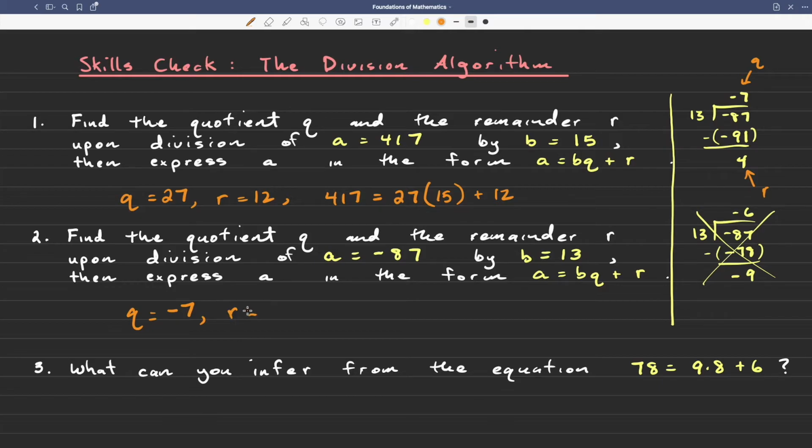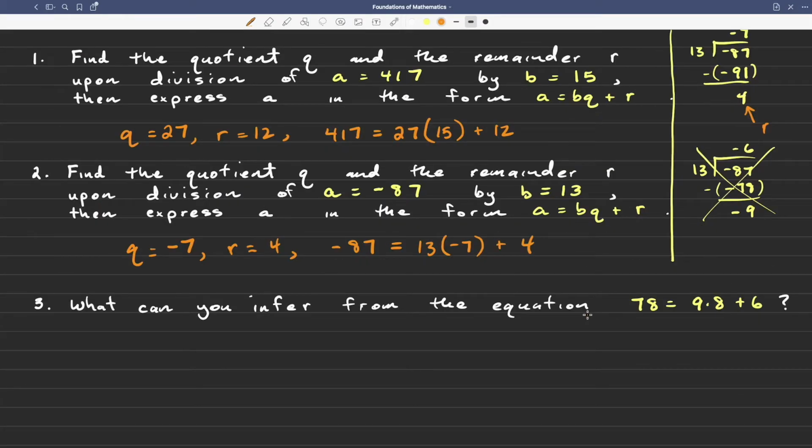All right, so writing down the answer, our quotient was negative 7. Our remainder is 4. And this can be checked by writing down the equation. Negative 87 is equal to our divisor, which was 13, times our quotient, negative 7, plus our remainder. And that checks out.